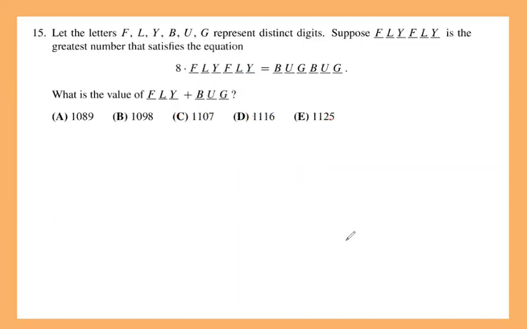So the letters F, L, Y, B, U, and G represent different digits. So that is important. Okay, so based on that, we are told 8 times this 6-digit number is equal to this 6-digit number. What is the value of the sum of those 3-digit numbers?